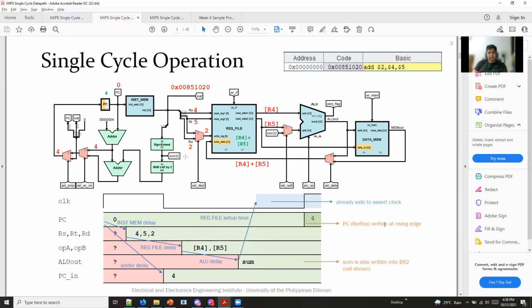So for example, meron tayong instruction na kayang matapos na dumaan lang sa PC, sa reg file, sa insmem, tapos after ng ALU, write back agad dito. Pero meron din tayong instruction na kailangan dumaan sa lahat. Ang nangyayari doon is kailangan natin i-set yung clock frequency natin to accommodate yung pinakamabagal. So parang kung sino yung weakest link doon sa instruction, siya yung nagse-set noong ating instruction frequency.